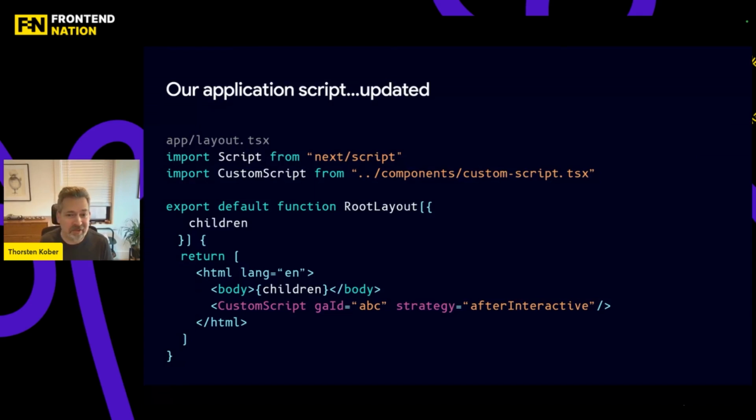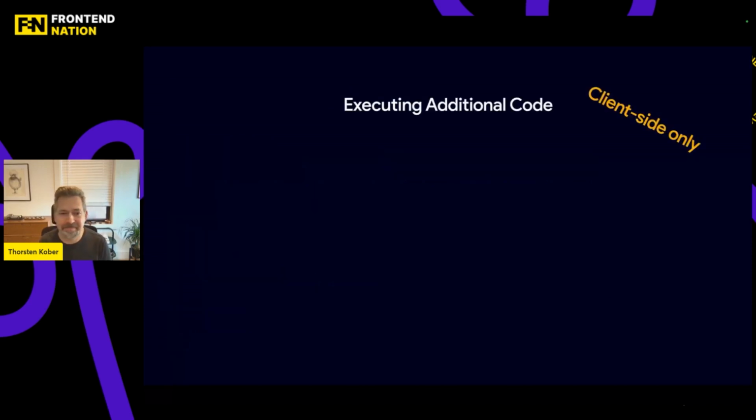The last thing I want to do is, let's say after the script is loaded, I want to send an event or do something afterwards with it. So let's see if that is possible. Again, we're going to take a look at what else the script has to offer. Executing additional code. Event handlers can be used to execute additional code after a certain event occurs. So they are available client-side and allow you to control the flow of the script execution inside your app.